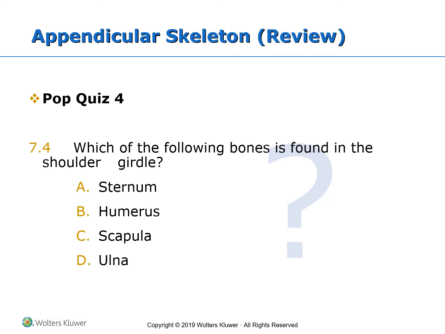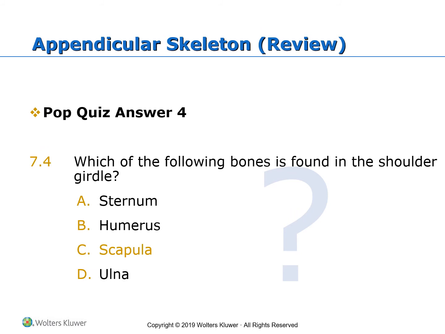Question number 4. Which of the following bones is found in the shoulder girdle? The options are sternum, humerus, scapula, and ulna. Scapula is the bone found in the shoulder girdle. Sternum is part of the thorax. The humerus and ulna are part of the upper limb.